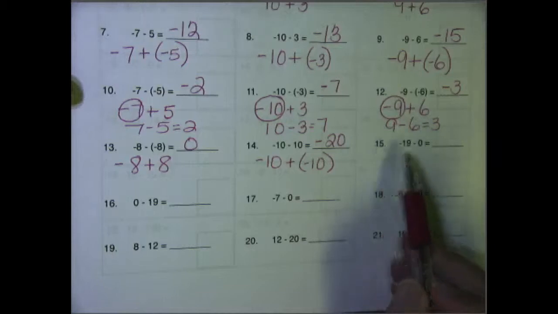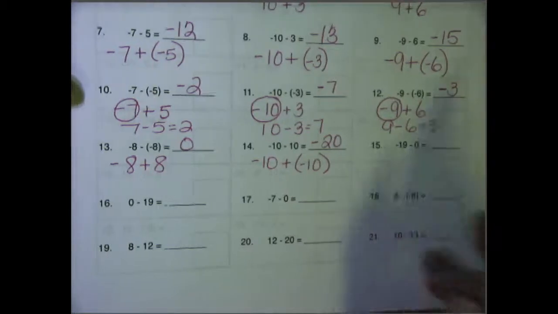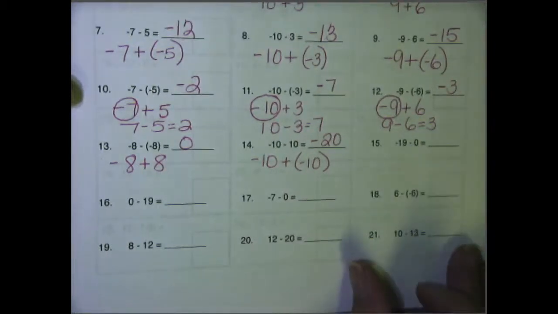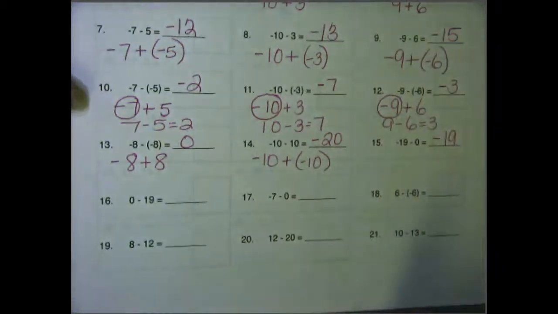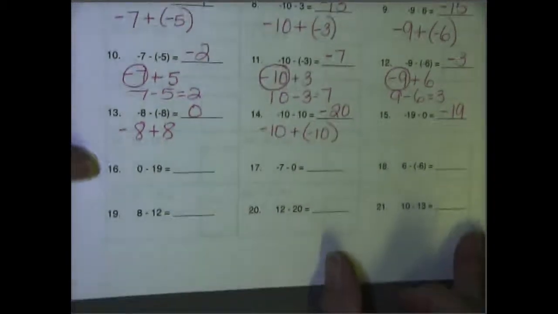Number 15. Negative 19 minus 0. Let's use our common sense. Anytime we have a number and we subtract 0 from it, we end up with the same number. So negative 19 minus 0 equals negative 19. Number 16.